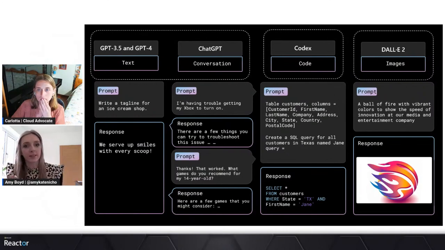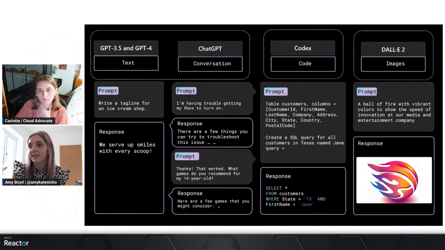If we continue across the slide for Codex, we might prompt it with the description of a table. If any of you have done SQL or MySQL, you'll recognize this type of syntax. We've got a table of customers where we say that we've got these specific columns: customer ID, first name, last name, etc. And we ask it, can you create a SQL query for all customers in Texas named Jane and provide that query? And in response, it will provide us that SQL query at the bottom. That's incredible in some senses.